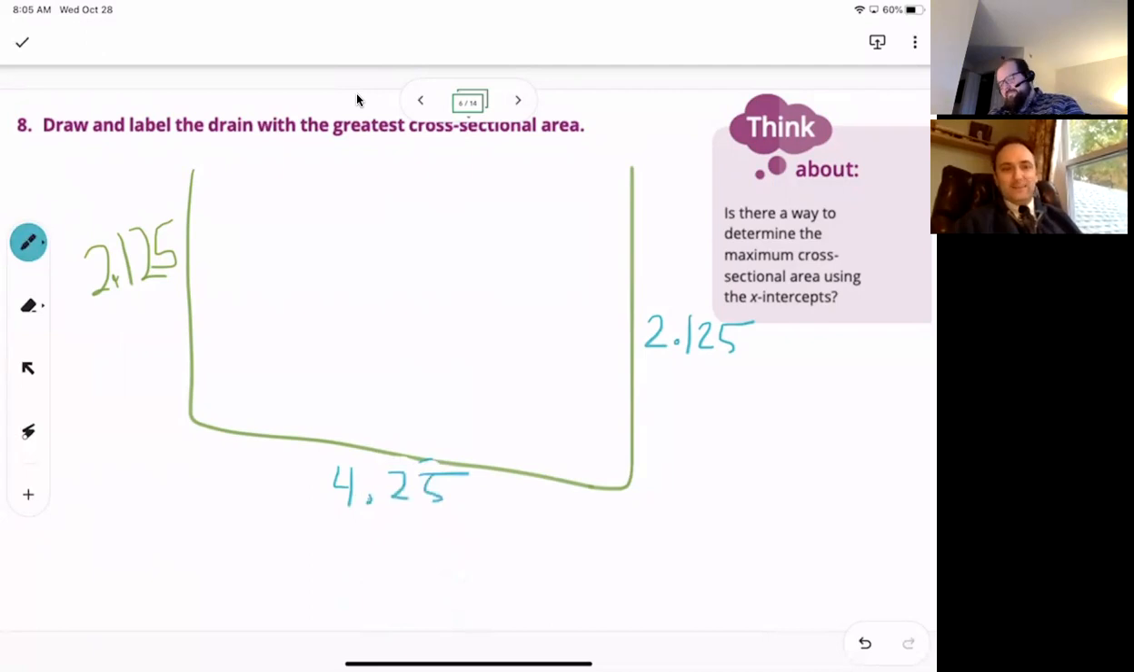So to label, what do you think they want us to do for the labeling? Probably, I'd say at least units. I think we're in feet.